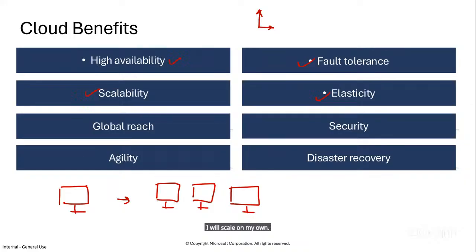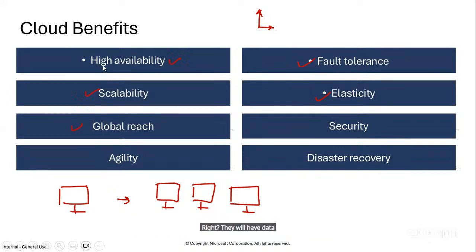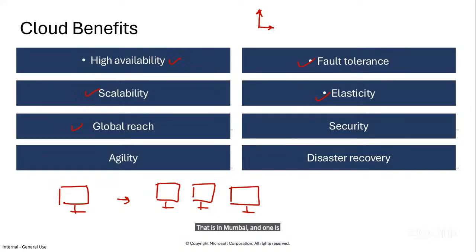All right. Then you have global reach, which says that Azure is present in almost every country. They will have data centers in all important countries. Azure has almost 60 plus regions in total. In India itself, there are 3 regions. One is in India South, that is your Chennai. One is in India West, that is in Mumbai. And one is in India Central, that is your Pune region. So 3 regions already exist in India.